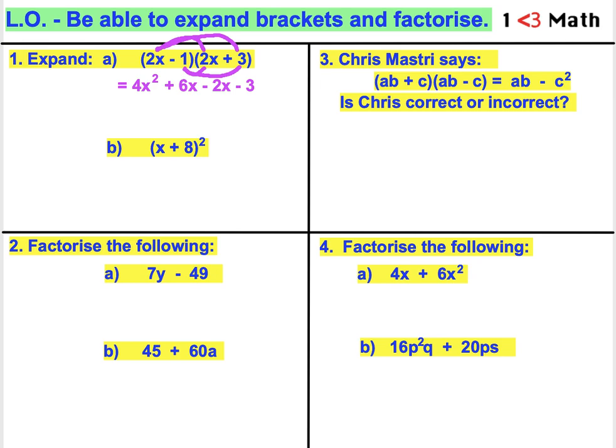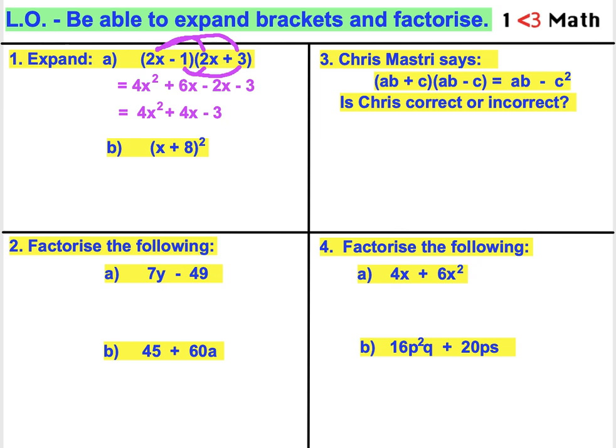Then we need to simplify by collecting like terms. There's no more x squareds other than the 4x squared. There's no more integers other than the minus 3. However, we do have plus 6x and minus 2x, and that means that we can simplify that part of the expansion. So it's going to be 4x squared plus 4x minus 3, because plus 6x take away 2x gives us plus 4x. So that would be the solution, 4x squared plus 4x minus 3.